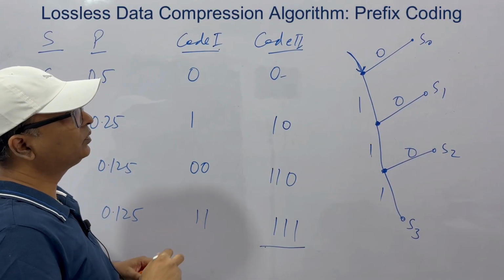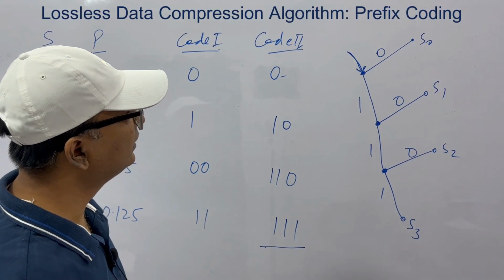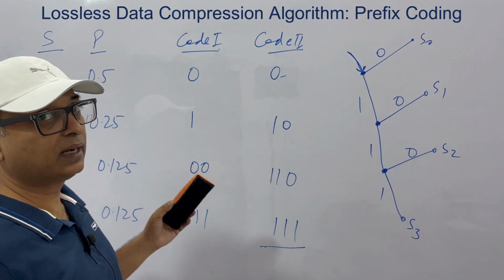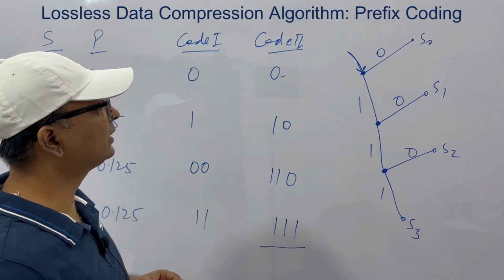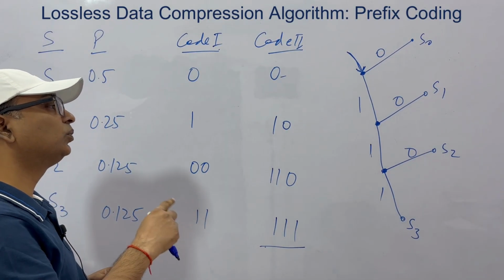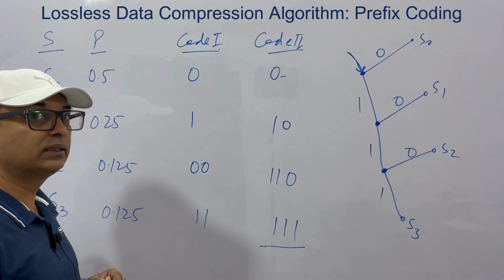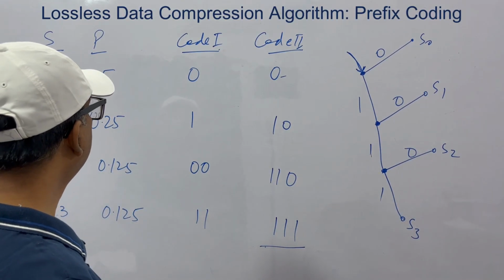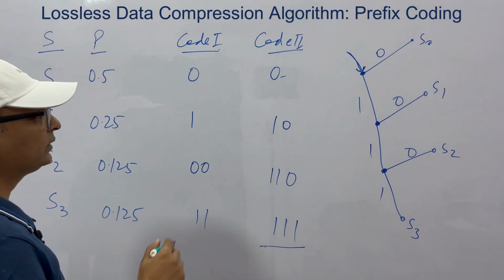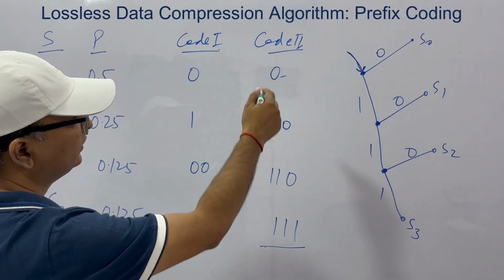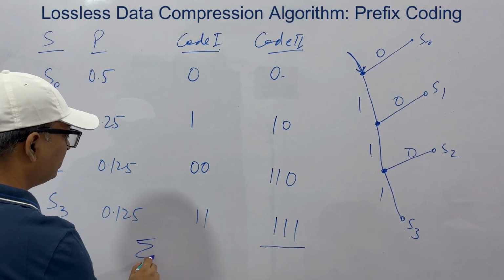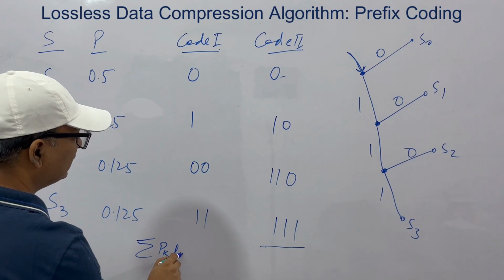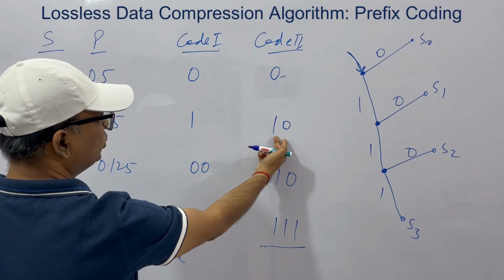Now from here we come to a very important concept, which is called Kraft inequality. What is Kraft inequality? See, you know what the code word length is. You have learned about it. Now let's say, what is the average code word length for this? You know it is summation p_k into l_k. That is, this is 1, this is 2, this is 3.